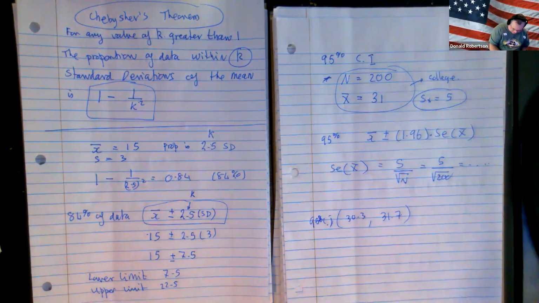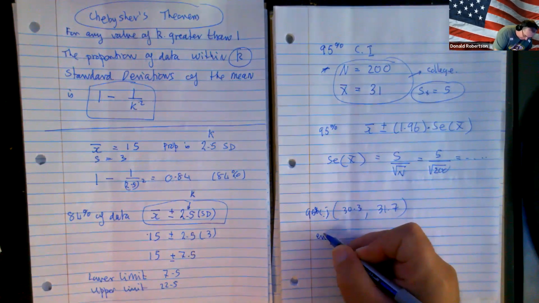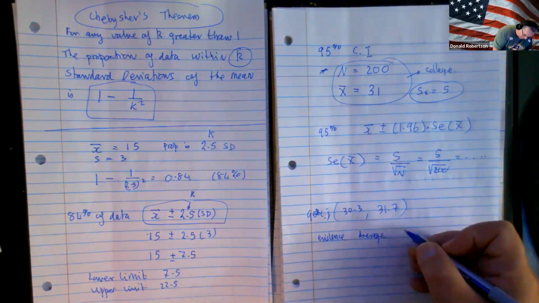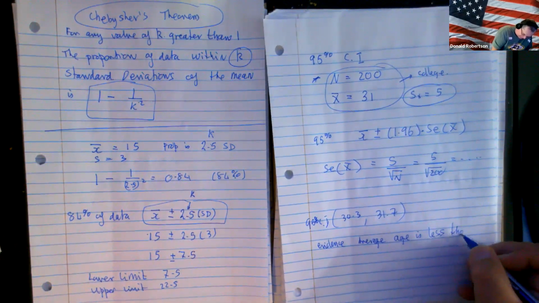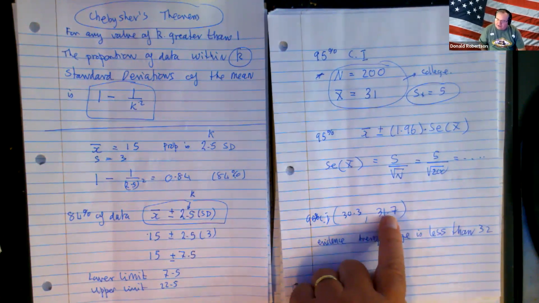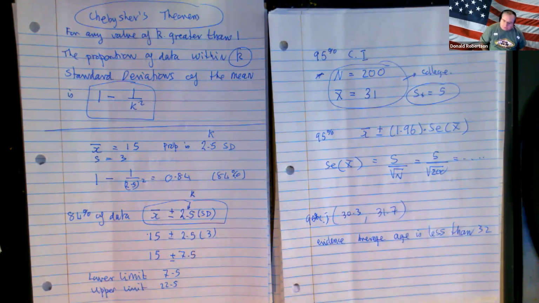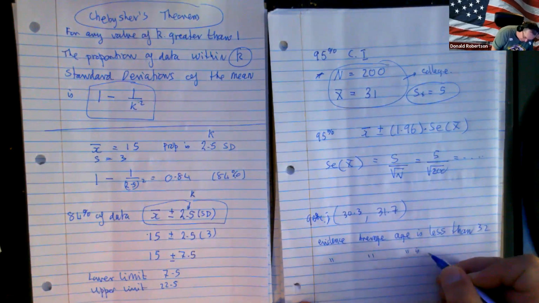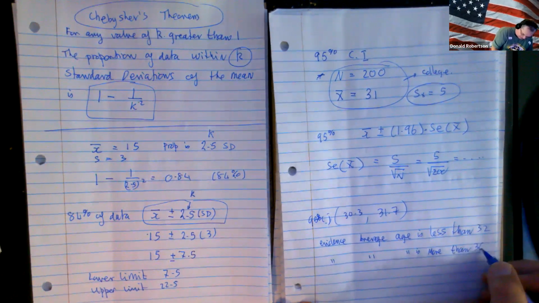Now you can ask questions from that interval. Would you agree that there's evidence that the average age of all the people at this college is less than 32? And the reason for that is, isn't everybody in that interval smaller than 32? Couldn't we say there's also evidence that the average age is greater than 30?